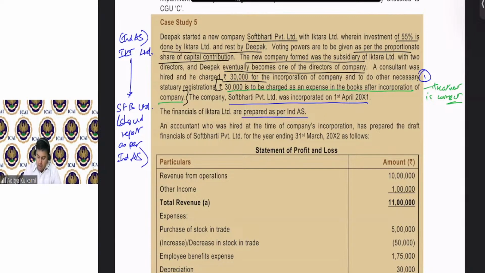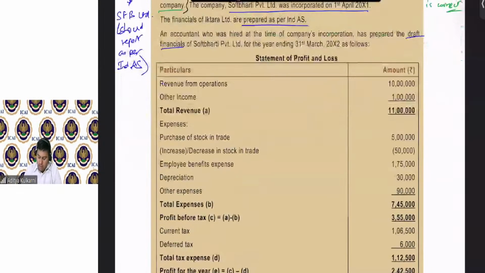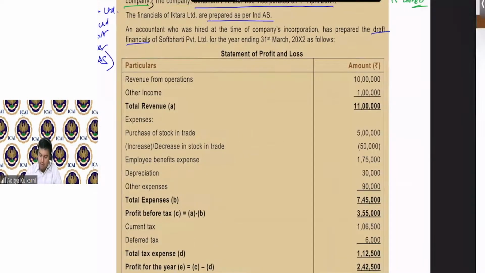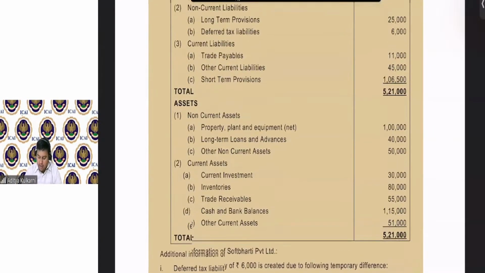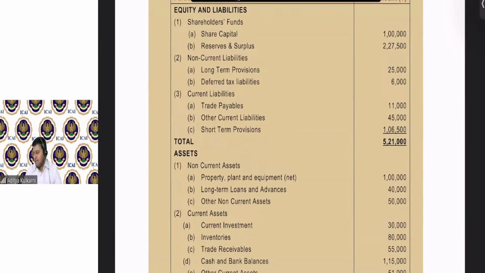All right. An accountant who was hired at the time of company's incorporation has prepared the draft financials. So he has given the draft financials to you. Revenue from operations, other income, expenses, you have purchase of stock in trade, increase or decrease in stock, employee benefit expense, depreciation and other expenses, giving you profit before tax, current tax, deferred tax, total tax expense, profit for the year. Balance sheet, you have equity and liabilities, shareholders funds, non-current liabilities, current liabilities. Asset side, you have non-current assets and current assets.